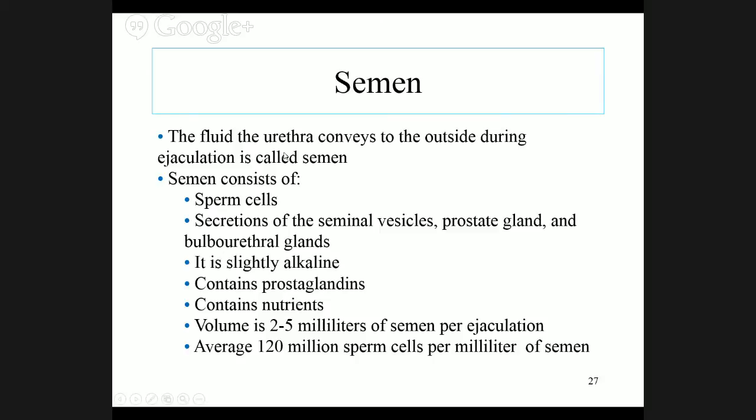Semen is the fluid that the urethra conveys to the outside during ejaculation. It consists of sperm cells and secretions of the seminal vesicles, prostate gland, and bulbourethral glands. It's slightly alkaline, contains prostaglandins, and contains nutrients. Volume is 2 to 5 milliliters of semen per ejaculation, with an average of 120 million sperm cells per milliliter of semen.